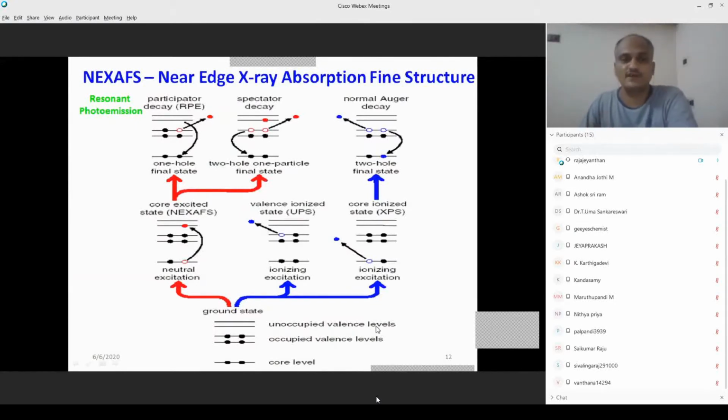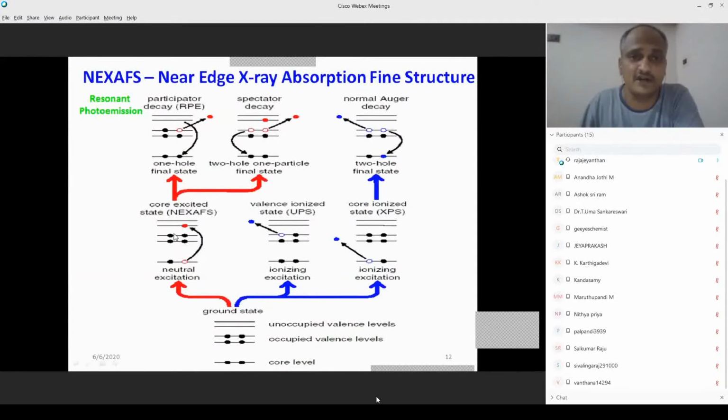When an X-ray of high energy is shone on this atom, what will happen? Two things will happen. One is shown in the red color, and the other one is shown in the blue color arrow mark. In the red color, what is happening? When the X-ray is shone on an atom, the electrons in the core level get excited to the unoccupied valence shell. If it happens, then it is called NEXAFS spectroscopy.